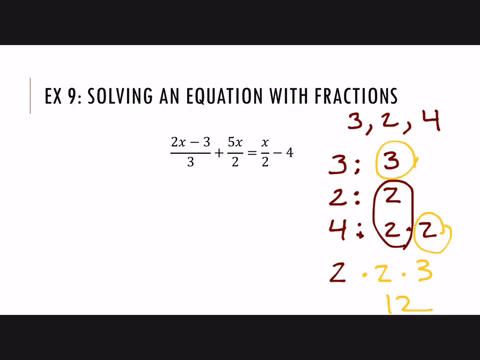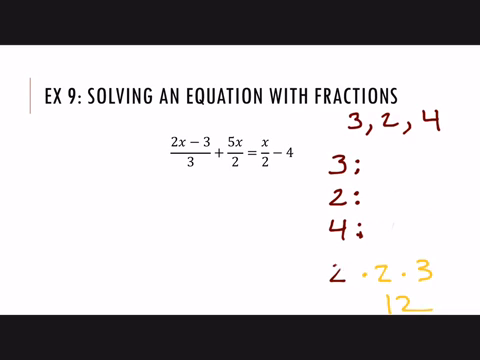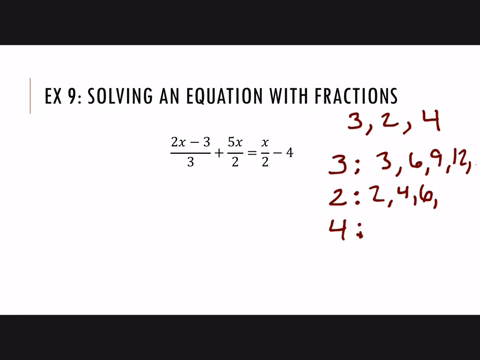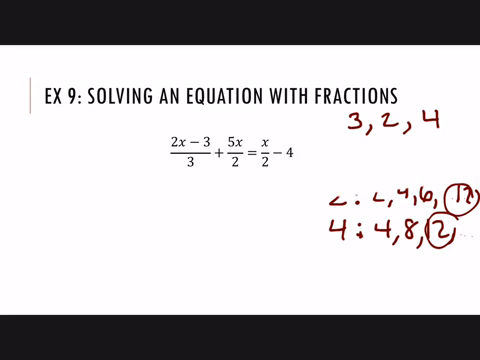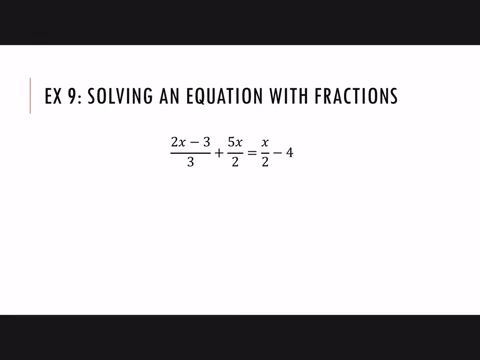Another option is to just start listing multiples of each of these and see what the smallest one is that they all have in common. So for 3 we could do 3, 6, 9, 12, etc. For 2: 2, 4, 6, dot, dot, dot. 4 would be 4, 8, 12, dot, dot, dot. And then eventually you're going to see that 12 is the first number that they have in common. So let's go ahead and multiply this equation by 12. Basically we're doing 12 times every single term.